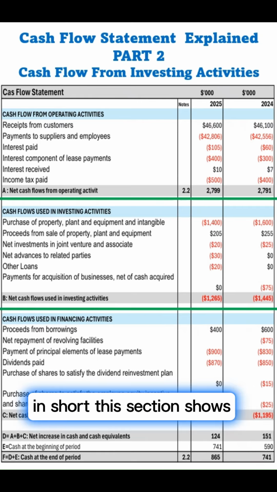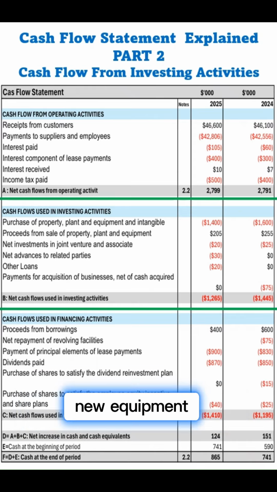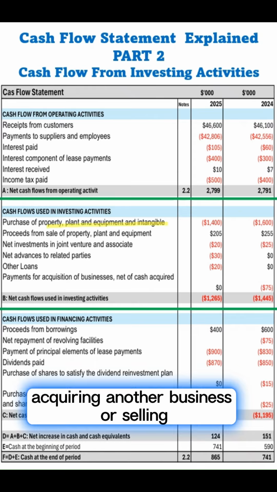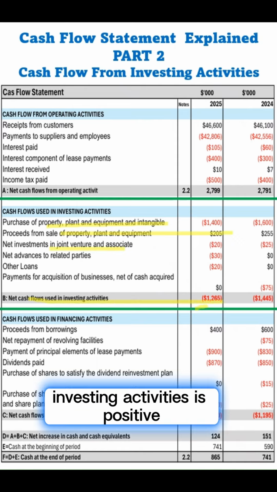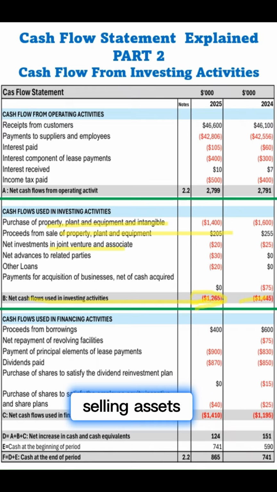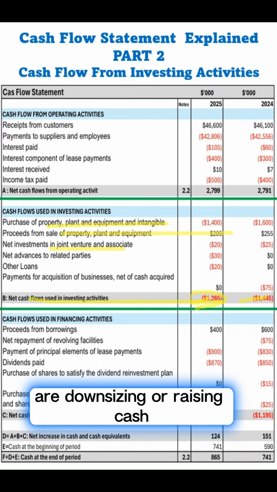In short, this section shows how a company spends or earns cash from investment activities like buying new equipment, acquiring another business, or selling off assets. If net cash flow from investing activities is positive, it usually means the company is selling assets or pulling money out of investment. That could be a sign they are downsizing or raising cash quickly.